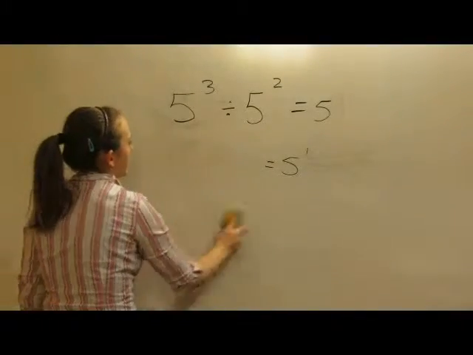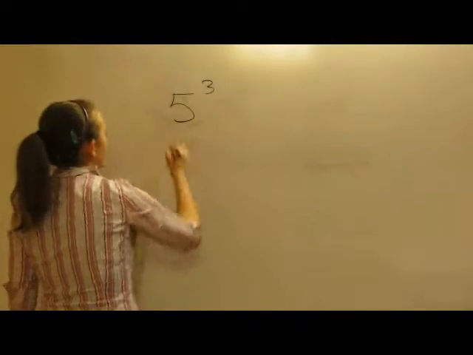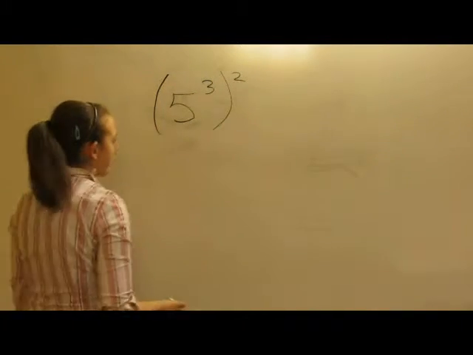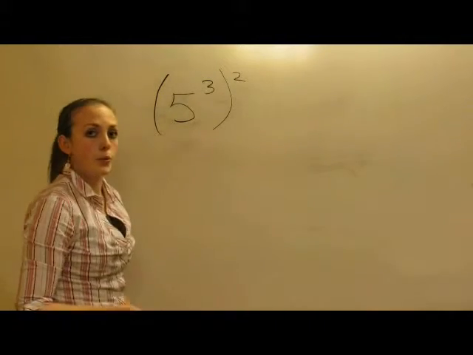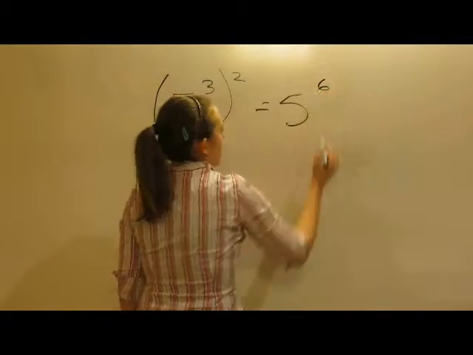Now let's try something a little different. Say we have 5 cubed raised to the second. When you do that, you multiply the exponents together, giving you 5 to the sixth.